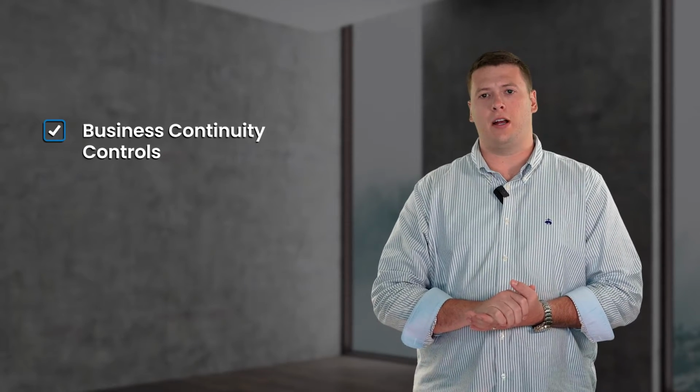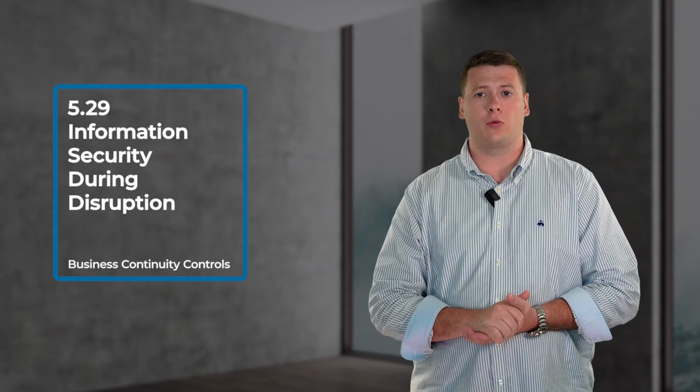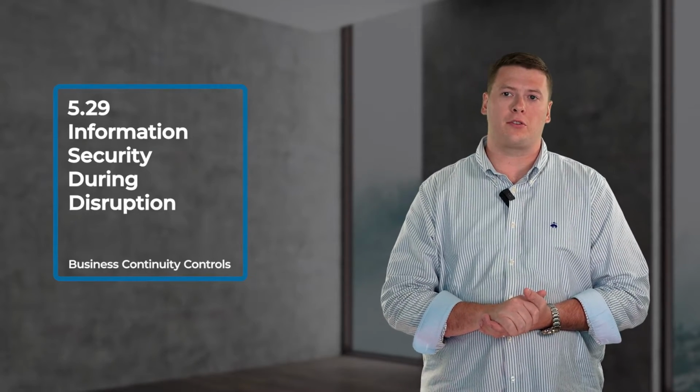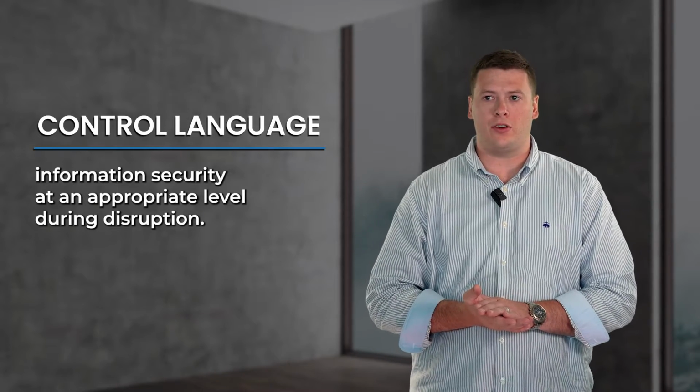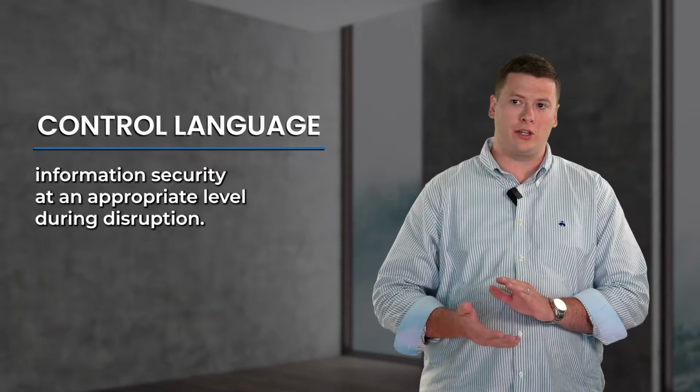The first one we'll talk about is an organizational control, 5.29, information security during disruption. The control reads, the organization should plan how to maintain information security at an appropriate level during disruption.